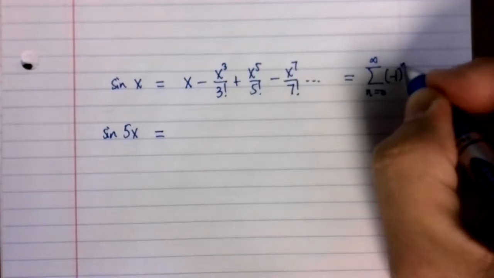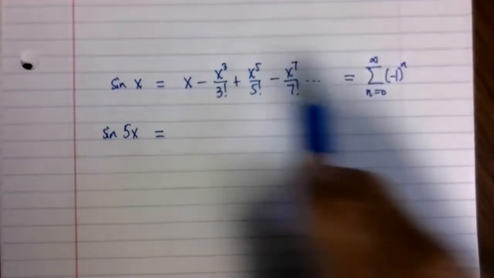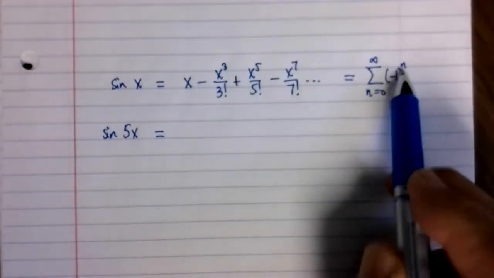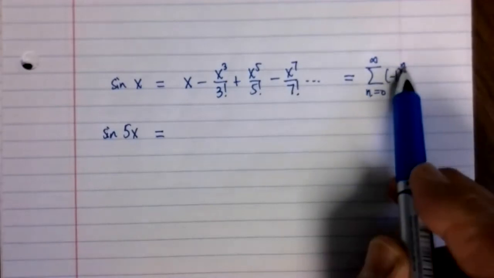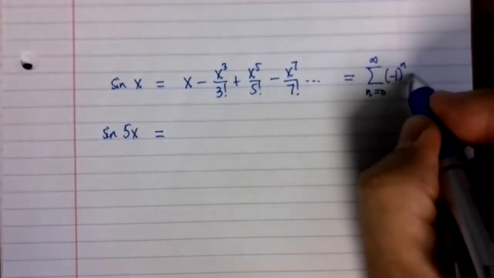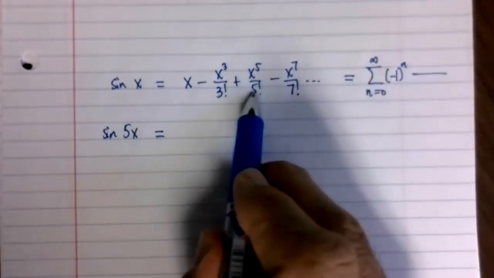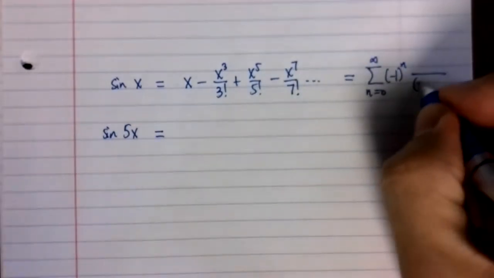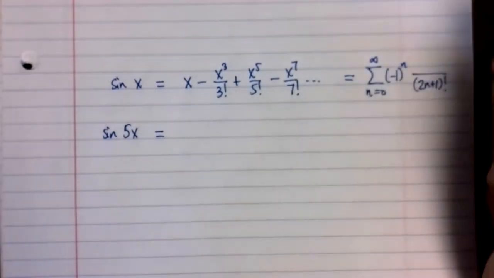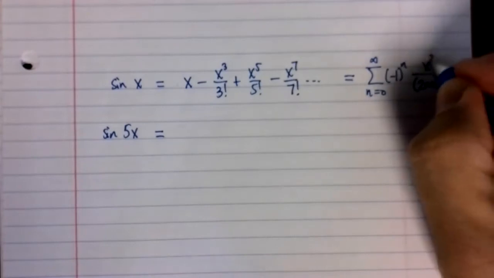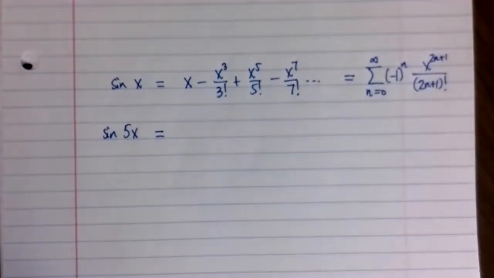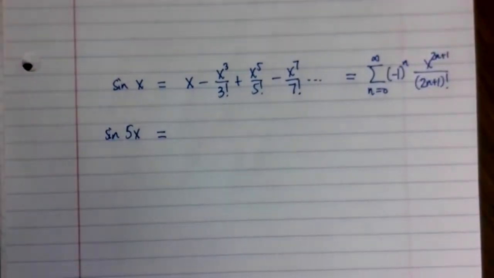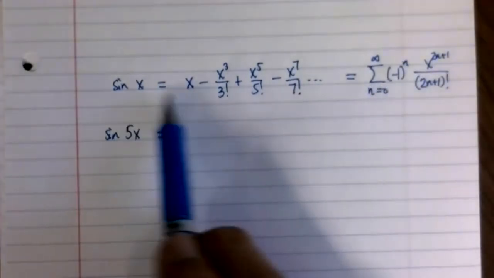I have alternating signs going plus, minus, and that's captured with a -1 to the n here. If n equals 0, it starts positive. I also have a fraction. The denominators here are the odd numbers consecutively, so 2n plus 1 factorial, and then we have x to the 2n plus 1. And so that is the Taylor series expansion for sine of x.